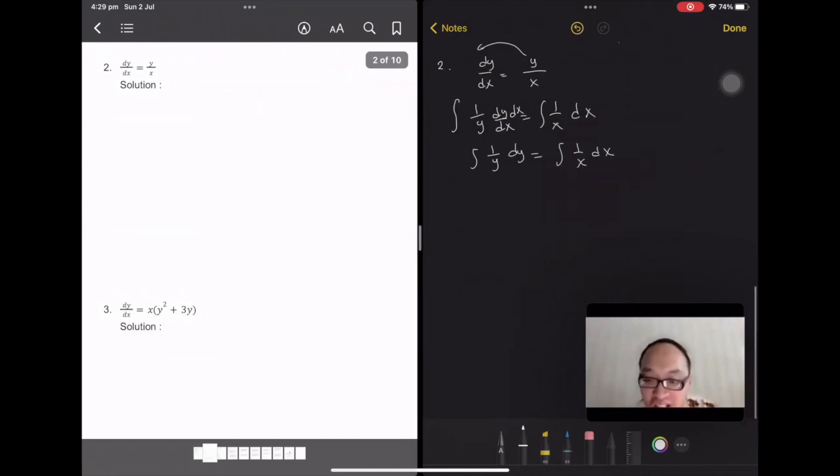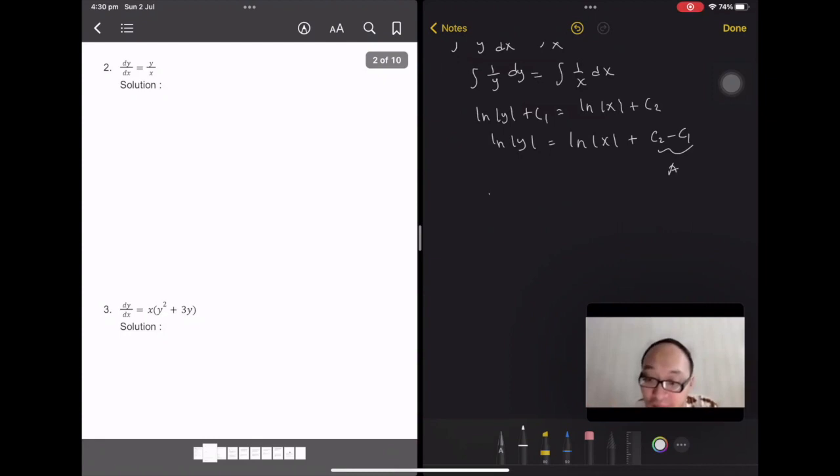The left hand side equals ln y plus c1, and the right hand side equals ln x plus c2. Again, c1 and c2 can be collected into c2 minus c1. We can change it again into a variable a, for example. So ln y equals ln x plus a.